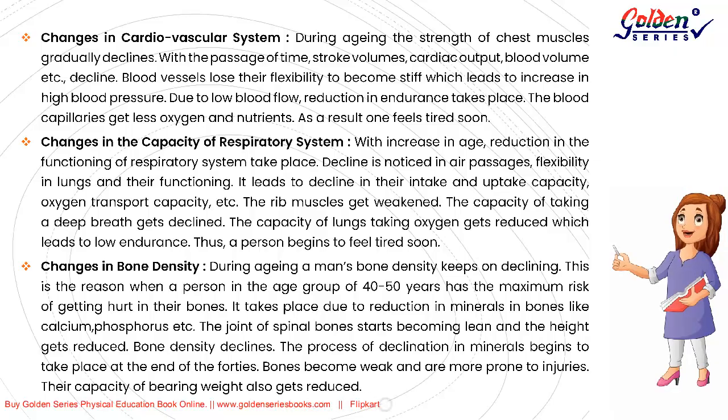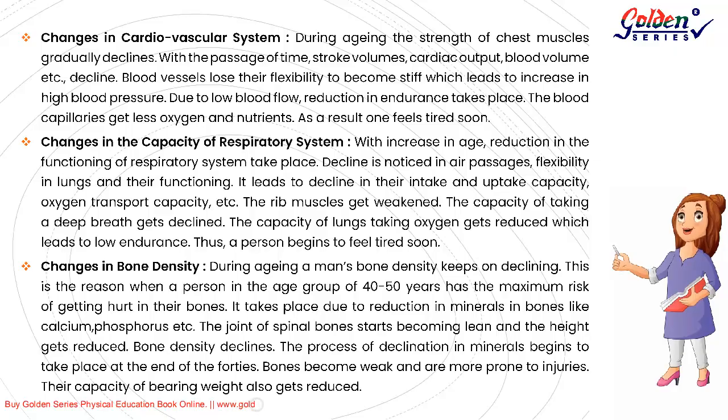Changes in the capacity of respiratory system. With increase in age, reduction in the functioning of the respiratory system takes place. Decline is noticed in air passages, flexibility in lungs and their functioning. It leads to decline in their intake and uptake capacity, oxygen transport capacity, etc. The rib muscles get weakened. The capacity of taking a deep breath gets declined. The capacity of lungs taking oxygen gets reduced, which leads to low endurance. Thus, a person begins to feel tired soon.